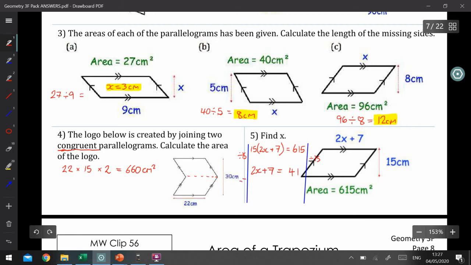I would then subtract 7 from each side. That will just leave me the 2x. But I've got to subtract 7 from this as well, and that will give me 34. And then divide by 2 to get rid of that 2. So x is equal to 17. And you can always check it with an equation, put x back in to make sure that when you multiply these two things you get 615.